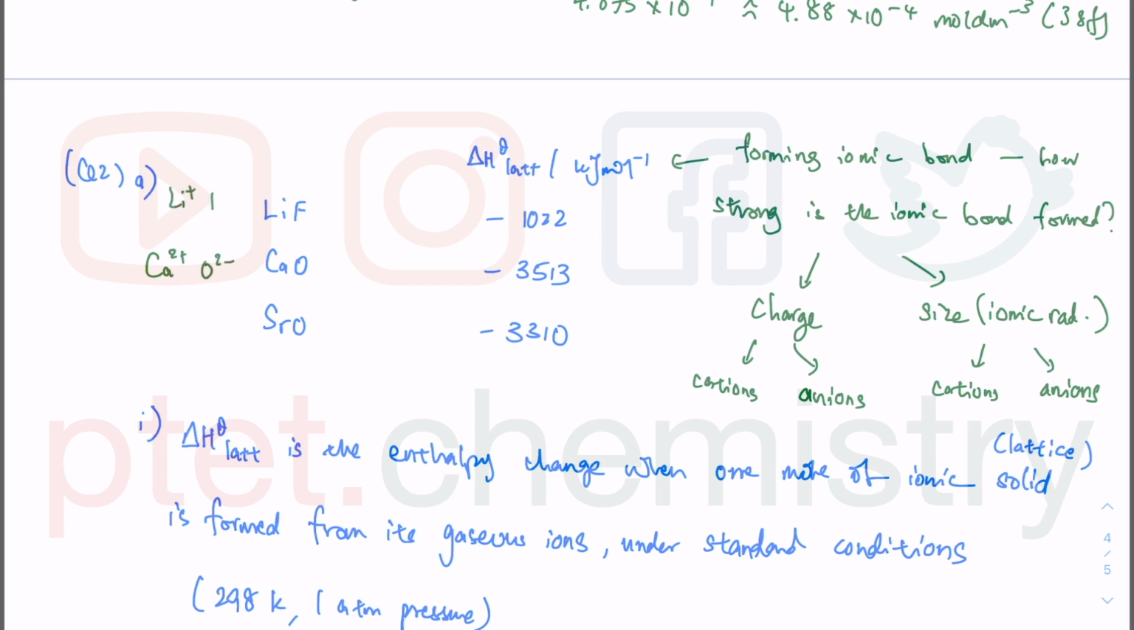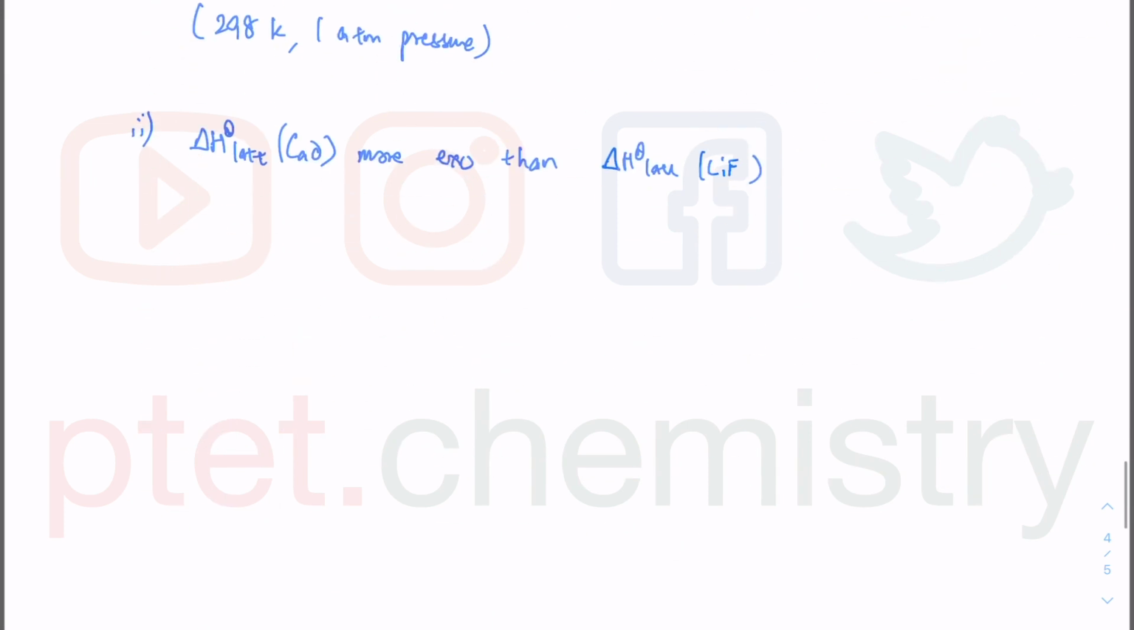This is Li plus and F minus. Yes, F minus is smaller than O2 minus. Is it? Well, let me think. You have F and O. We know that F is smaller than O, but this is proton number 8 and 9, with electrons 10 and 10. So the fact that you have more protons attracting the electrons means your size of F minus is going to be smaller than O2 minus.